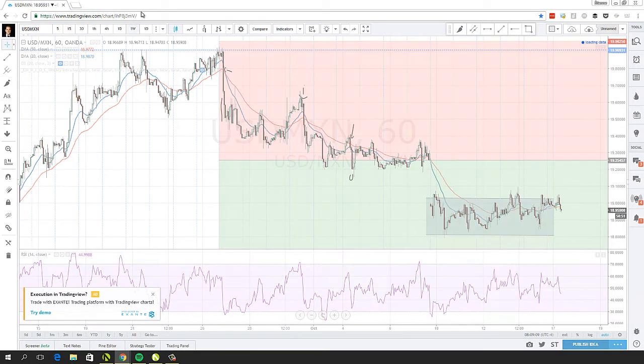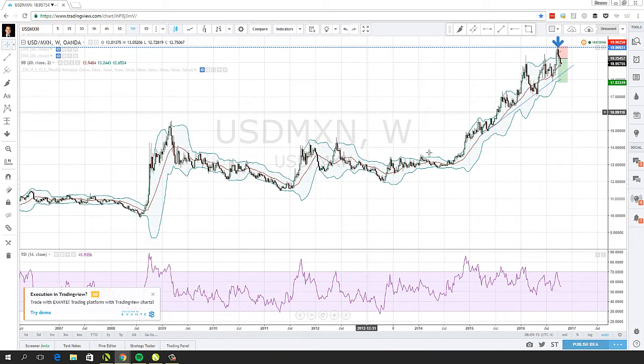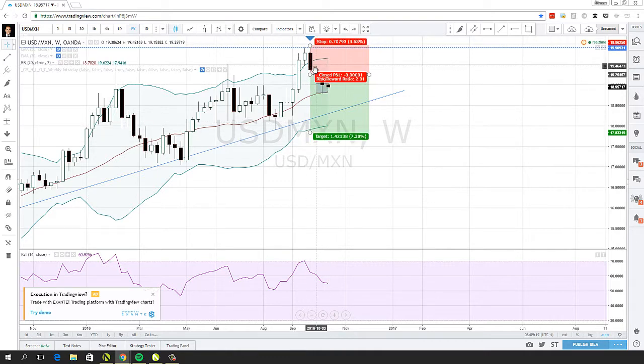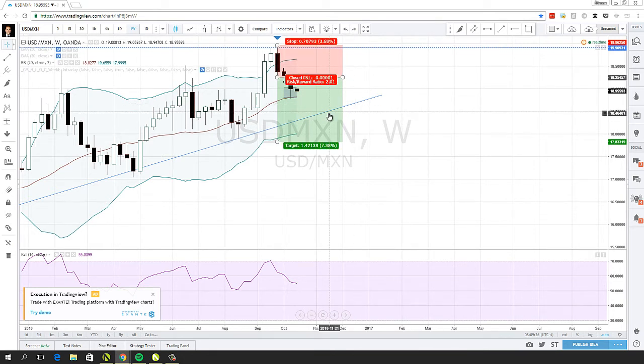Now this trade coincides with a setup I have with the Bollinger Band. So I'll just put in the Bollinger Band here. I'll remove the moving average. So as you can see, we broke out of the Bollinger Band strongly and came back within pretty strongly, even more strongly than we broke out. So that's a good sign that the sellers are taking control of the market.